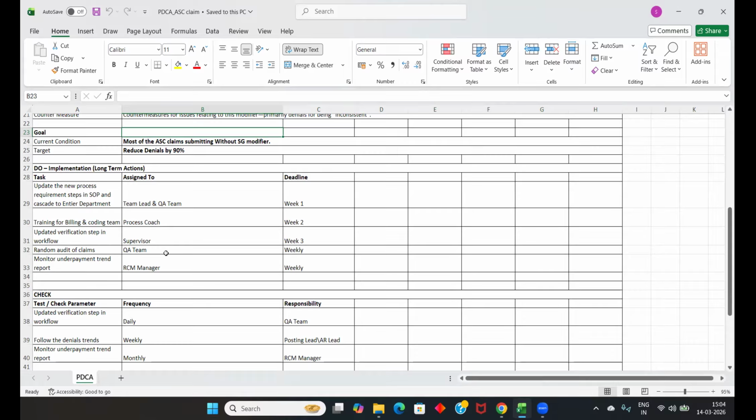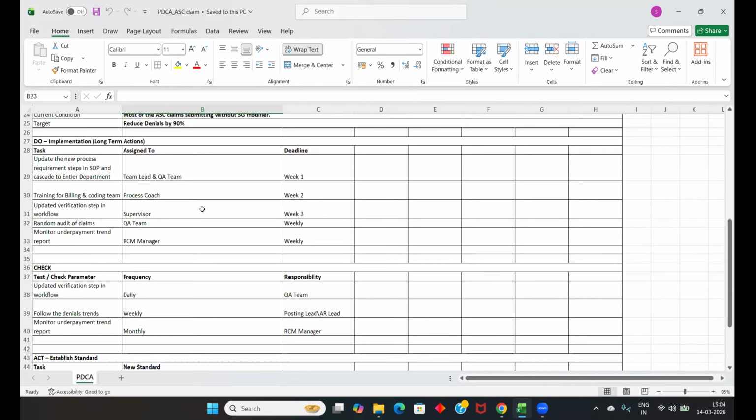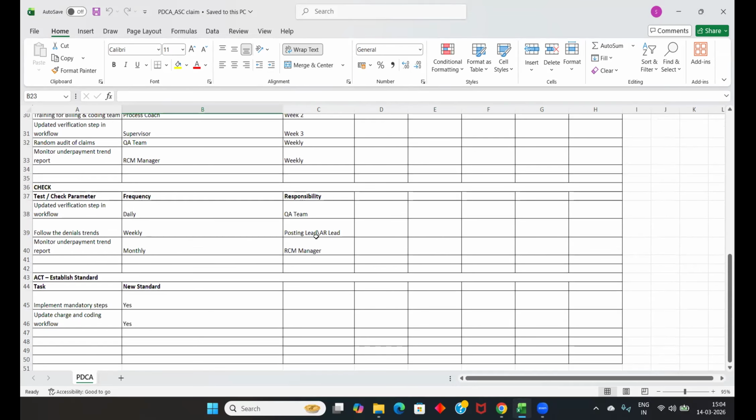Based on this, the manager has to run the report and find what denials we have received based on the SG modifier. We use the daily report as well as the weekly trends, and the manager has to monitor the underpayments under the SG modifier. So this is what I did, Rajesh. In this implementation, we update the charge and coding workflow on a daily and weekly basis to monitor all this.